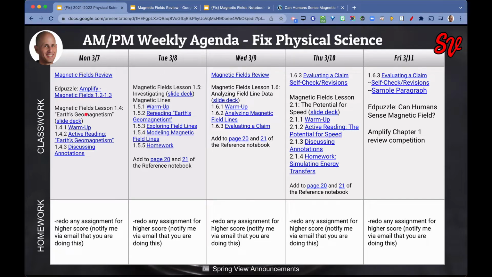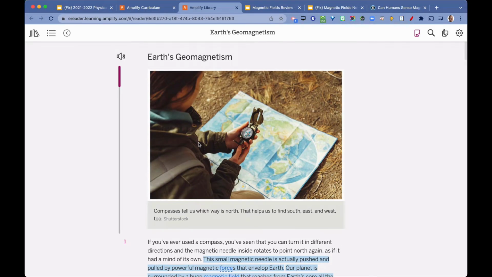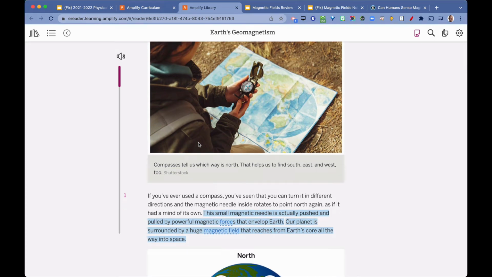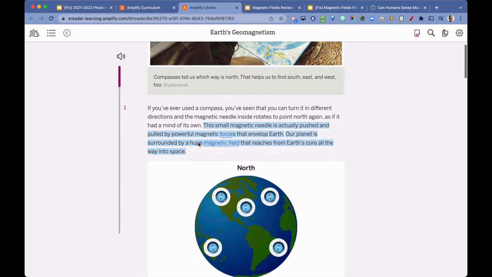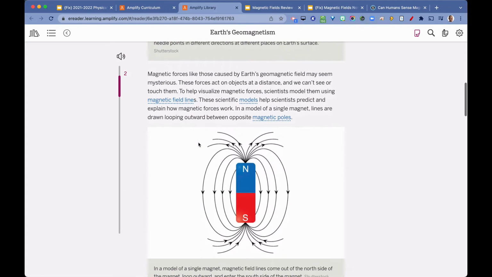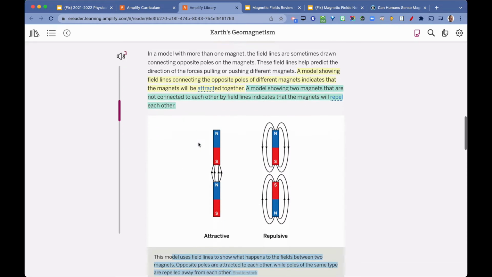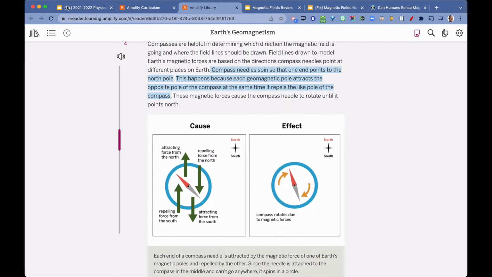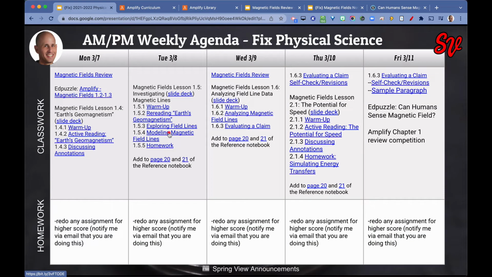Then we did magnetic fields lesson 1.4, Earth's geomagnetism, where the main point of the lesson was reading an article about it. Students had to annotate key concepts, some interesting ideas, and some words they might not know. It's all about Earth's magnetic field, what it is, how it works, and how it can be useful.